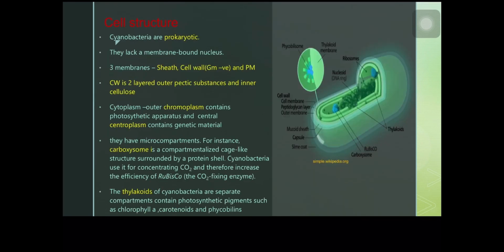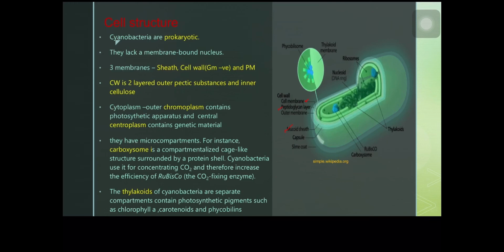Cell structure. The cell structure is of prokaryotic nature. General features of prokaryotic cells are applicable here, like having the incipient nucleus, that means the nucleus without a nuclear membrane. This structure shows that there are three layers: a sheath, a cell wall, that is a peptidoglycan layer, and the outer membrane. The cyanobacteria are gram negative in nature and contain the plasma membrane. The three layers are present in the form of a sheath, cell wall and plasma membrane.